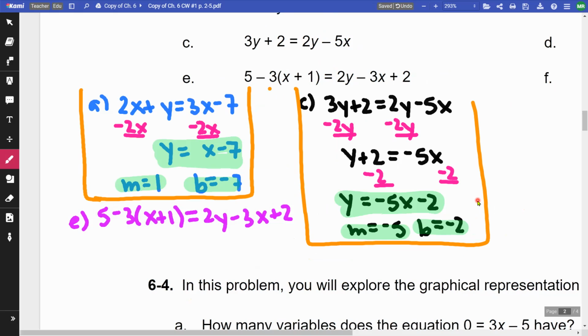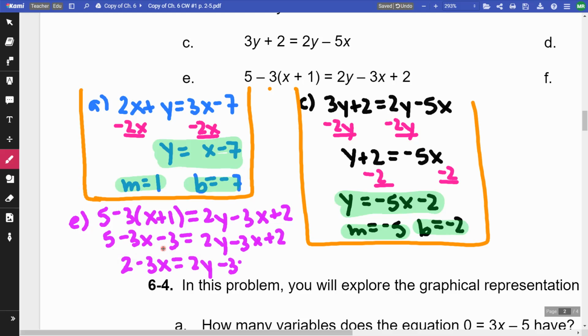So first thing I'm going to do is distribute and get 5 minus 3x minus 3 equals 2y minus 3x plus 2. I am going to get my y's on the same side, and I have my y's over here. So that's good. Now maybe let's combine like terms. So on this side, I have a 5 and a negative 3. So that's going to be 2 minus 3x equals 2y minus 3x plus 2.